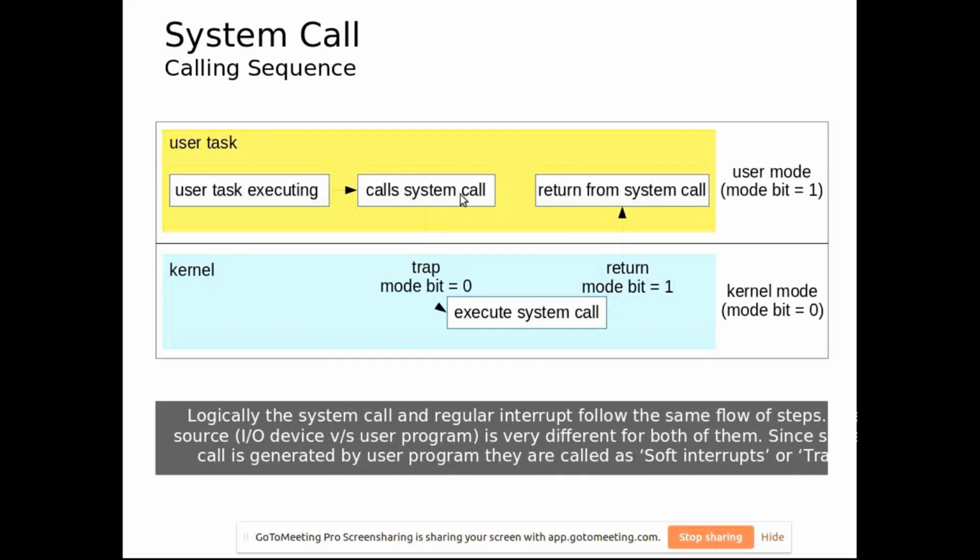Logically, a system call and a regular interrupt follow the same flow of steps. The sources of interrupts are I/O devices, whereas a user program is very different from both of them. Since the call is generated by the user program, they are called software interrupts or traps.